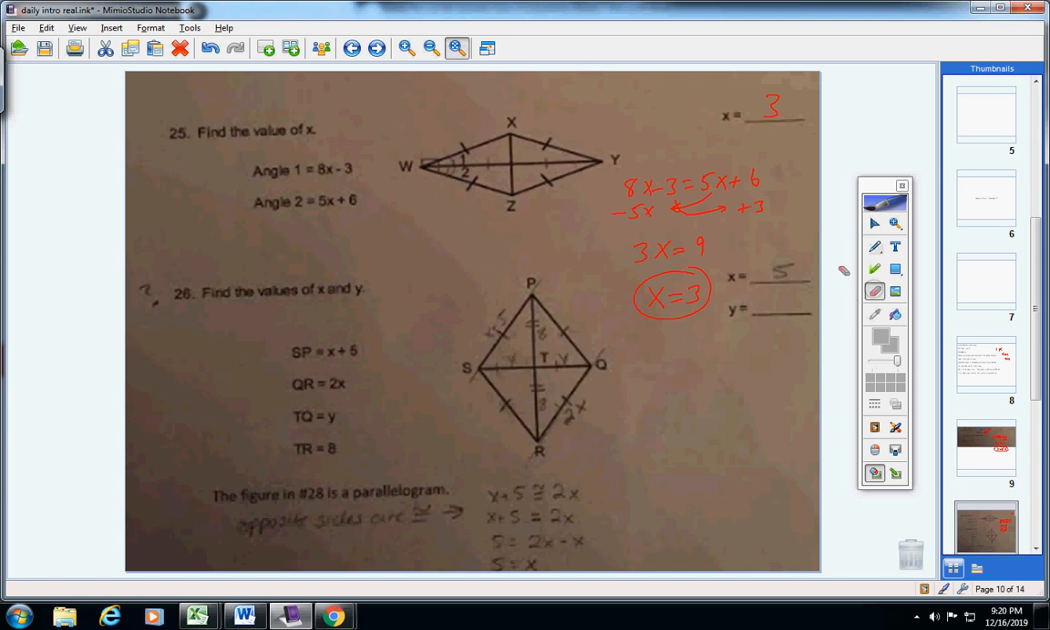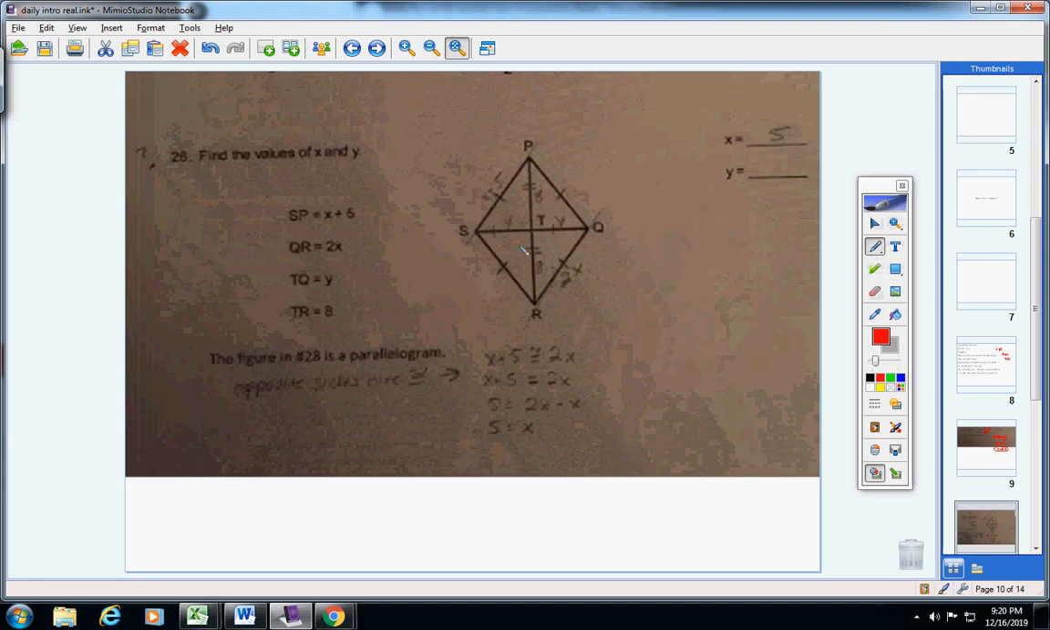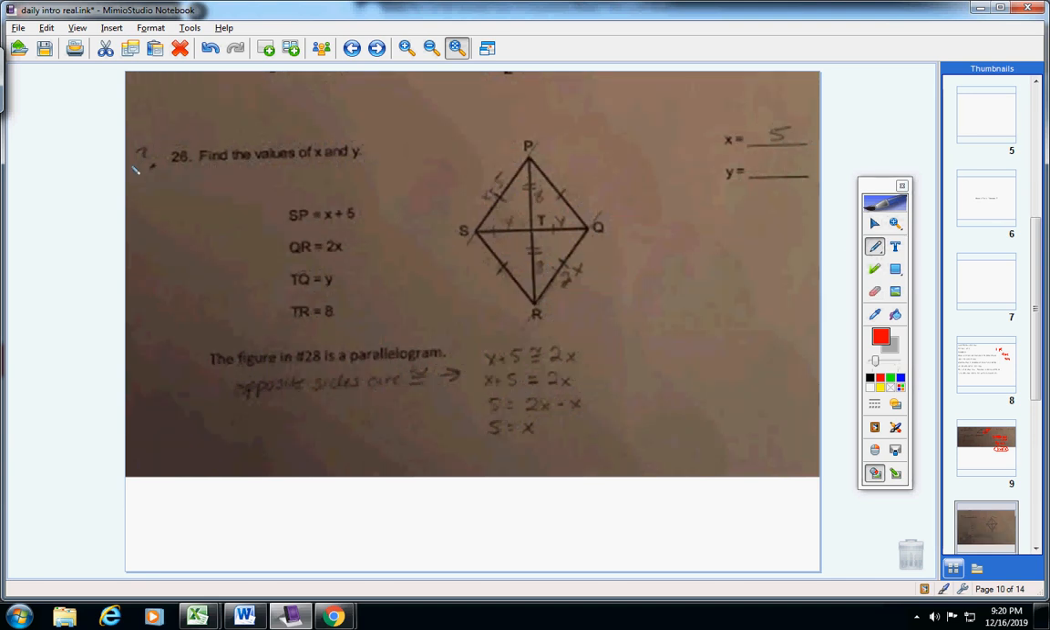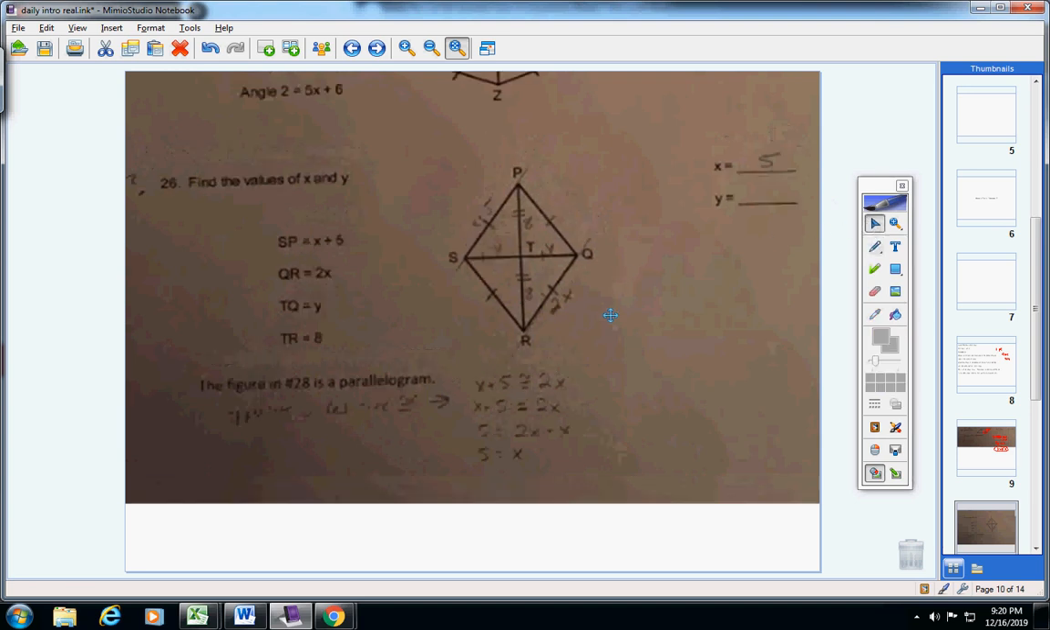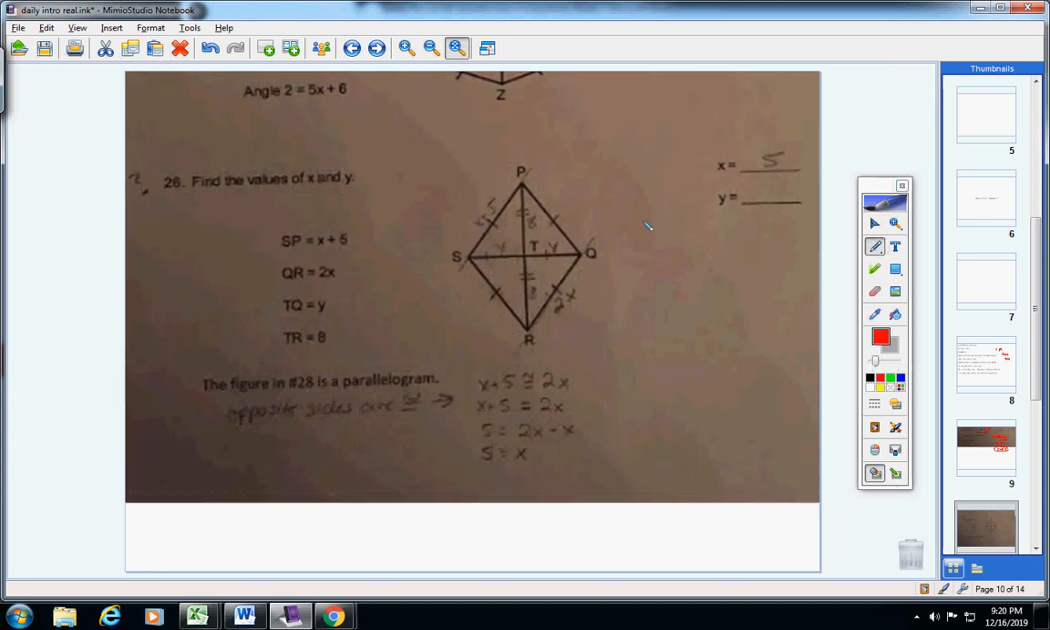Alright, now moving on to number 26. This was a really tough problem, but it was reasonable. SP is this, and QR is this. Now, obviously, there's an arc here and an arc here, so they're congruent, and you got that right. So x equals 5. Now, here's where it gets tough.